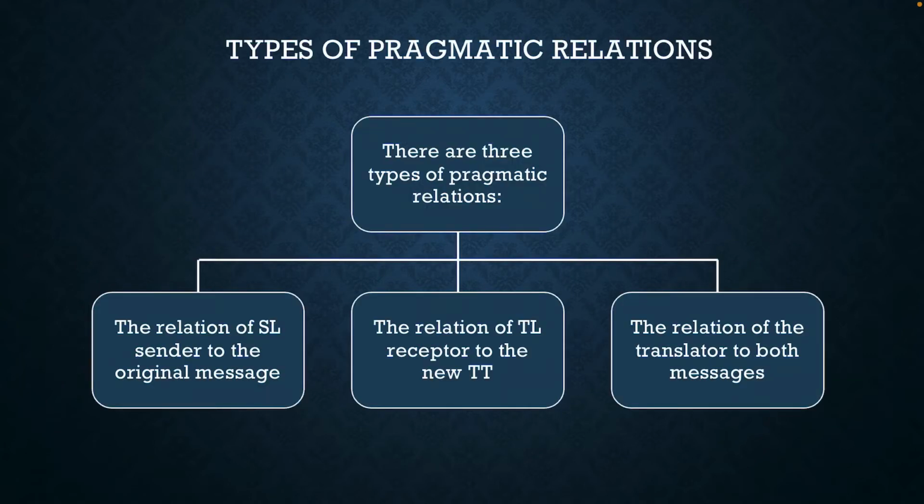Types of pragmatic relations. There are three types of pragmatic relations. The first, the relation of source language centered to the original message. The second, the relation of target language receptor to the new target text. And the last one, the relation of the translator to both messages.